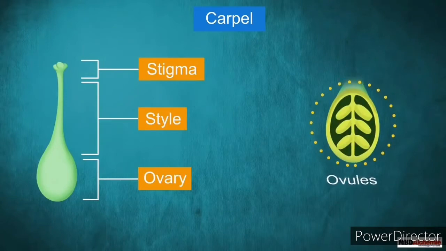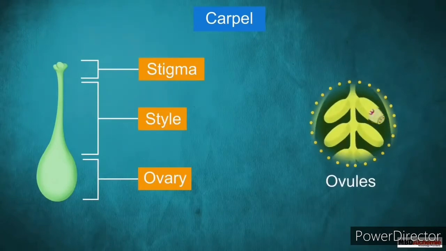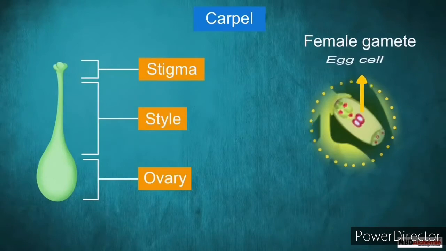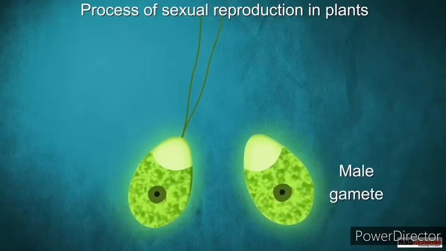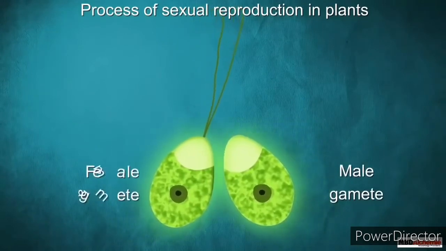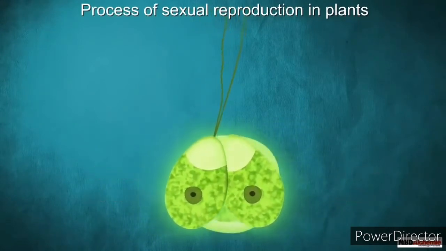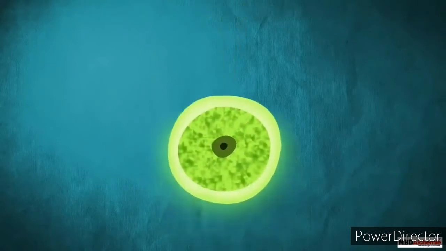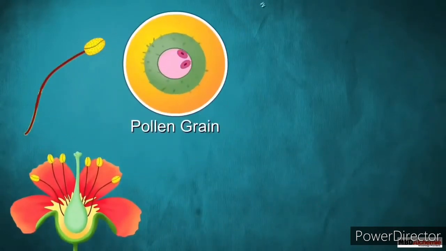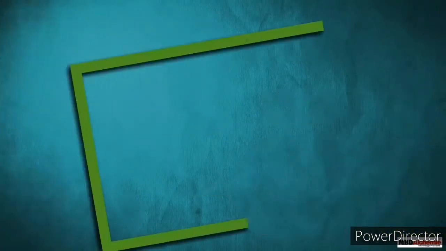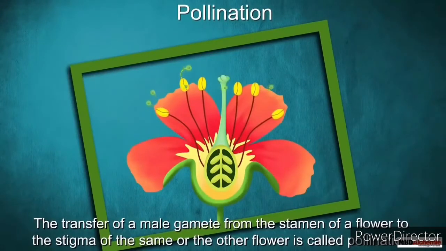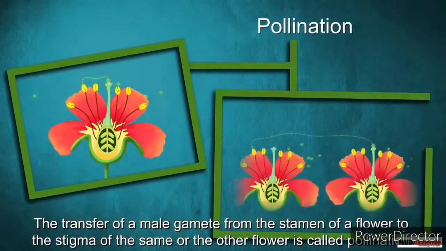Inside the ovary, ovules are present. It is the ovule that has the female gamete called the egg cell. For sexual reproduction to take place, a male gamete is to be fused with the female gamete, thereby forming a zygote. Now for that, the male gametes have to reach the female gametes. For this, first a pollen grain carrying the male gametes is transferred from the stamen of a flower to the stigma of the same or the other flower.